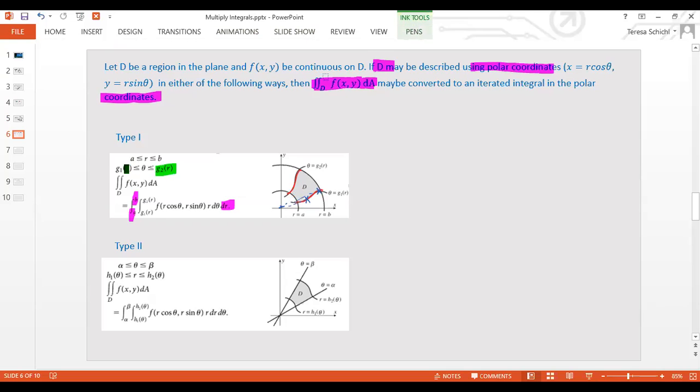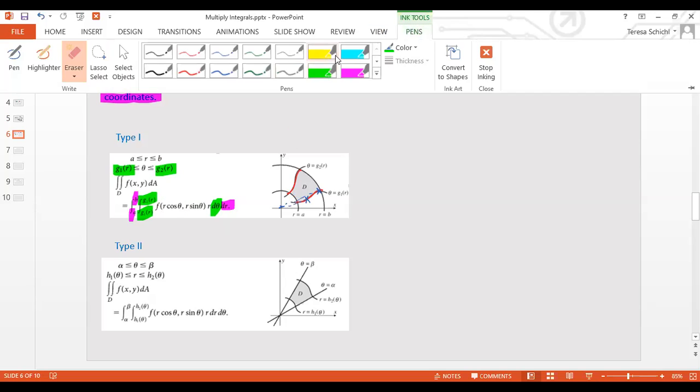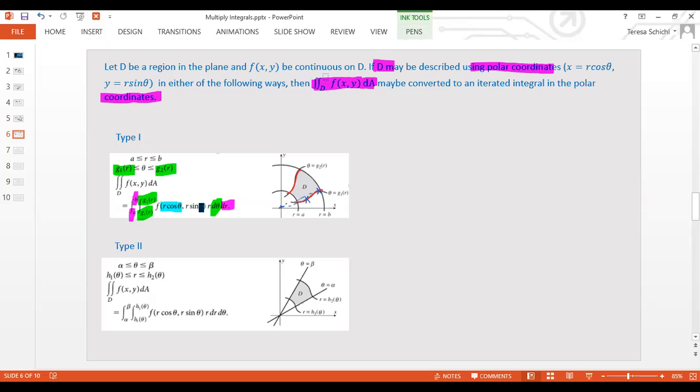So theta is between the two radius functions. That's why we say the d theta is here. You're integrating along the two functions. Then you substitute x with r cosine theta, and y you substitute with r sine theta here.